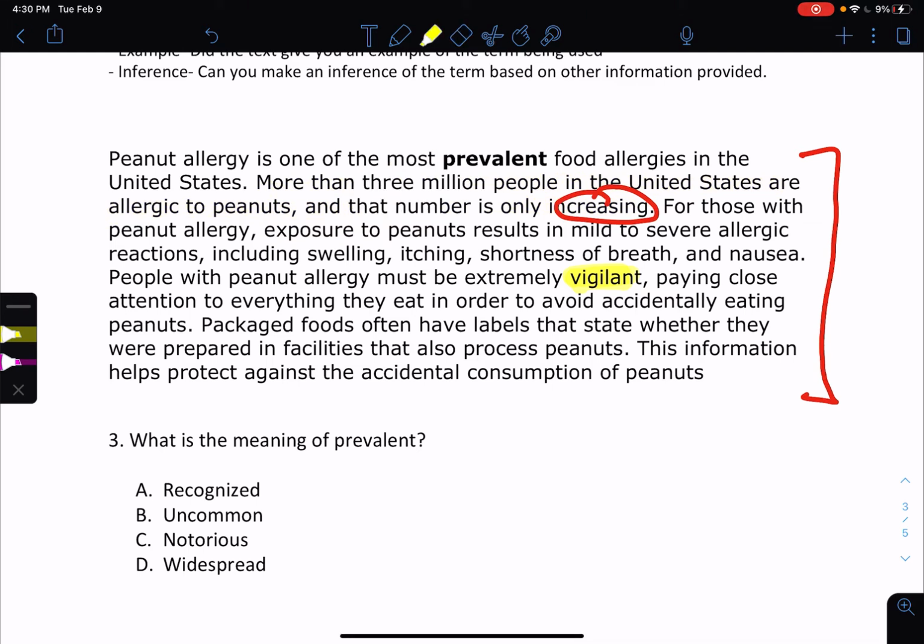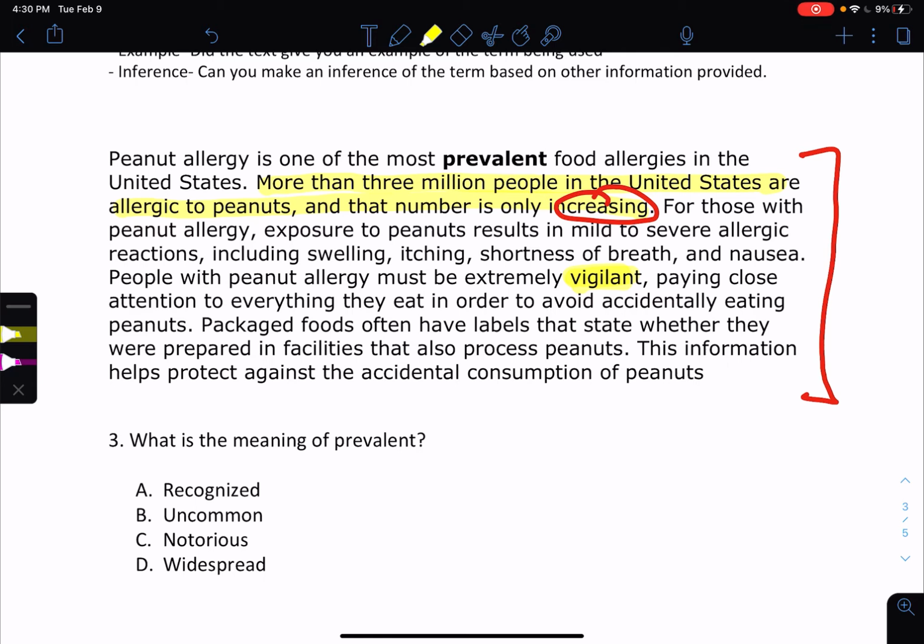Peanut allergy is one of the most prevalent food allergies in the United States. More than 3 million people. This is the context clue here: more than 3 million people in the United States are allergic to peanuts, and the number is only increasing, right? I could sit with my daughter or my son and have this conversation. What do you think prevalent means based on this context clue?